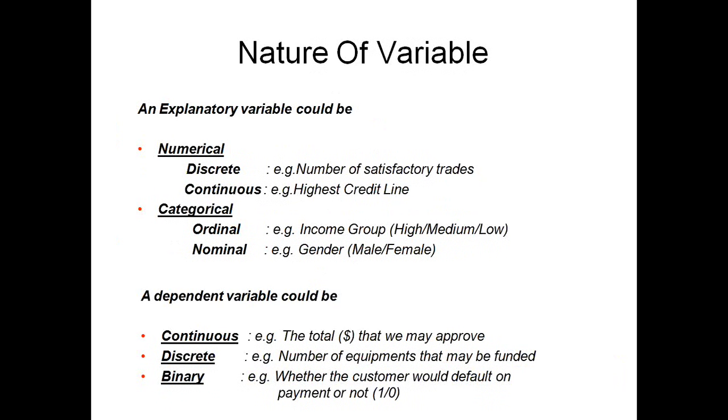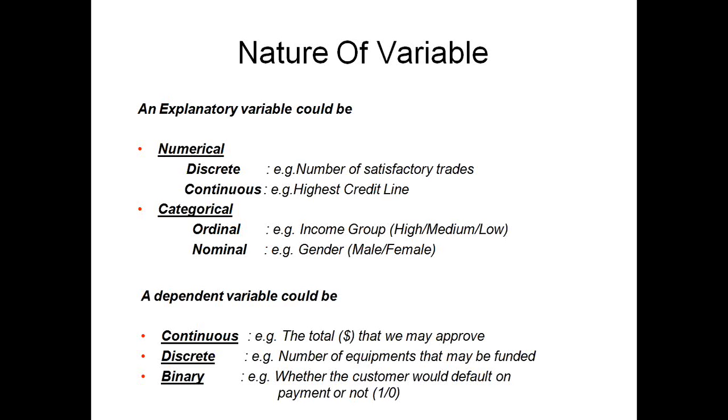Discrete, number of equipments that may be funded. So for binary, the answer could be yes or no. Something like defaulter, non-defaulter, smoker, non-smoker, good and bad. Binary, whether the customer would default on payment or not. So we'll see what kind of technique we'll use in continuous and what kind of technique we'll use in binary.